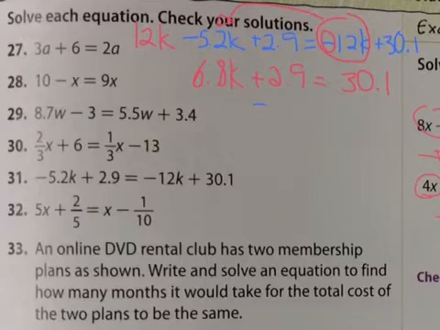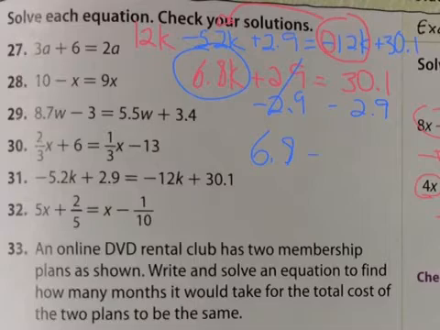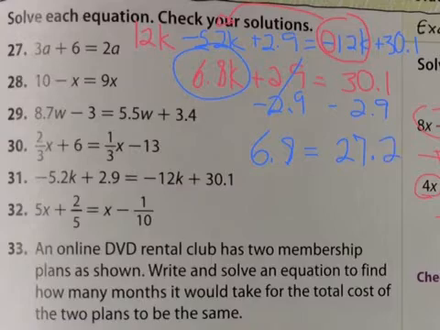I'm going to subtract the 2.9 out so I can get rid of it on this side, and I have to do the same thing to this side. Subtract 2.9. Okay? That leaves me with 6.8k equals 27.2, right? 27.2.